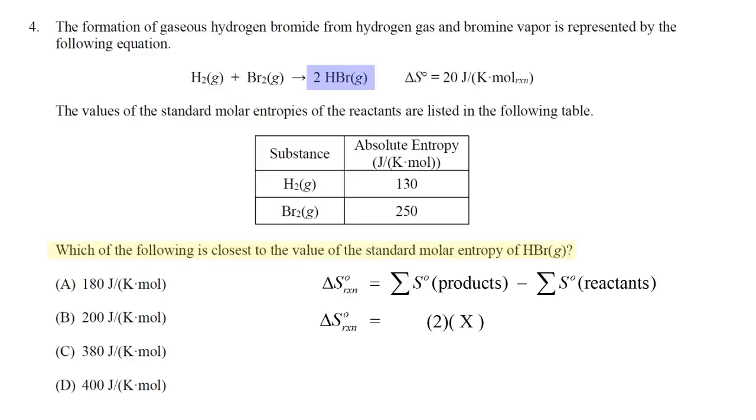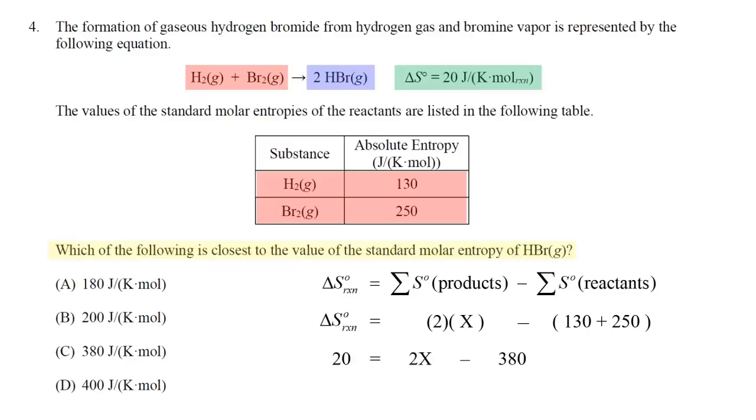I'm going to use the number 2 as the coefficient, so it's 2X for the products of this chemical reaction. Now, the reactants are hydrogen and bromine, and we don't have any coefficients to worry about, so for the reactants, it would be the number for hydrogen, 130, and the number for bromine, 250. So right now, I have the delta S for the reaction, which was given to us as 20 joules per Kelvin mole of reaction. So 20 is equal to 2X minus 380. All I have to do now is solve for X.